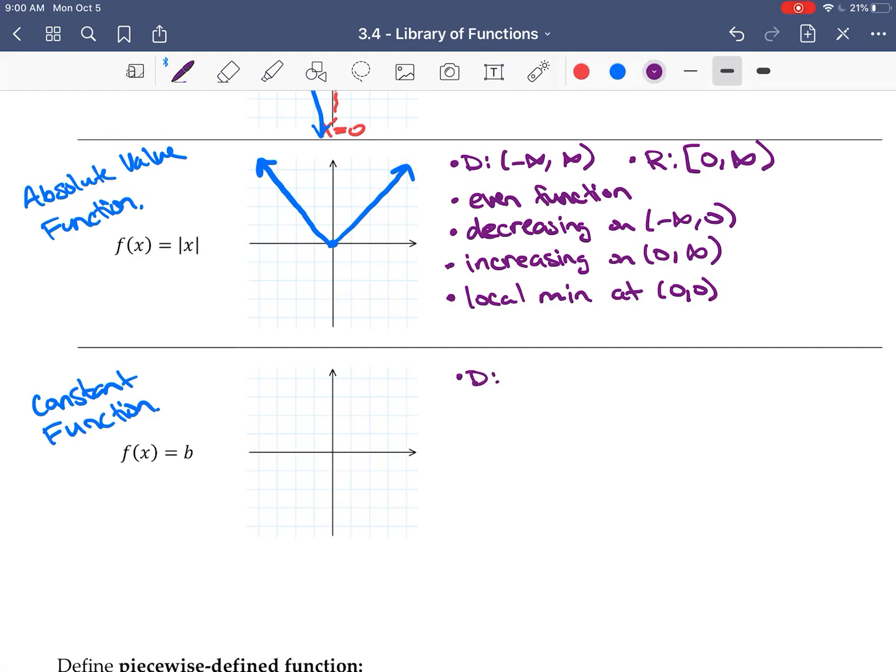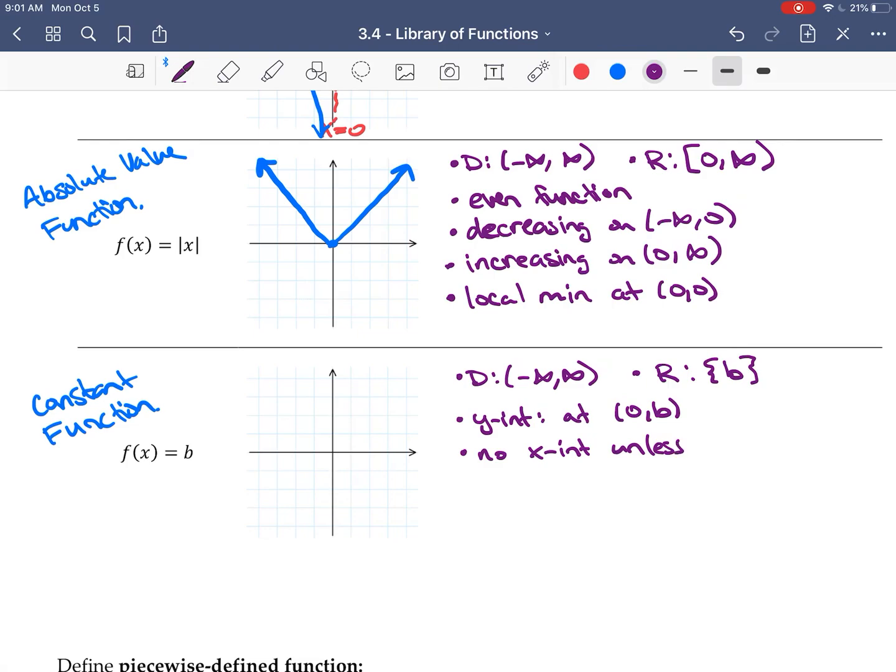Okay, now here the domain, so we can plug in anything into this because there's no x, nothing bad can happen. But the range is just the value b, right? Because we always get a b out. So we're going to have a y-intercept at the point 0, b, no x-intercept, unless b happens to be 0, then obviously we'd go through the point 0, 0. This is an even function because there's nowhere to plug in negative x. Okay, and then it would look just like a horizontal line.